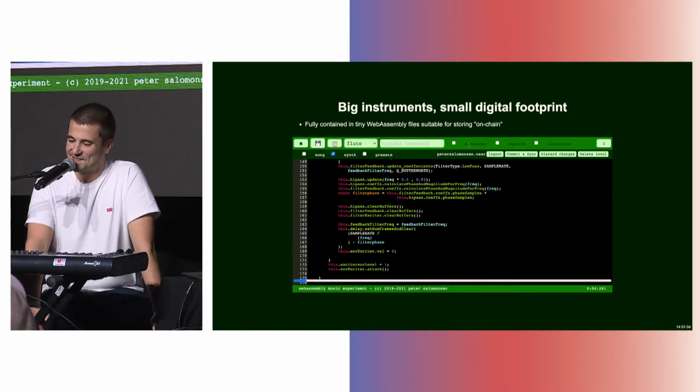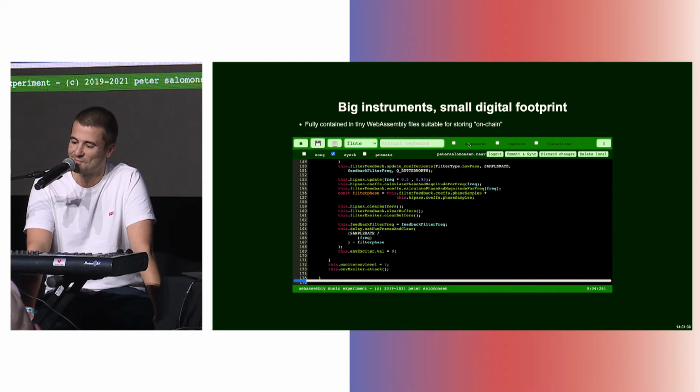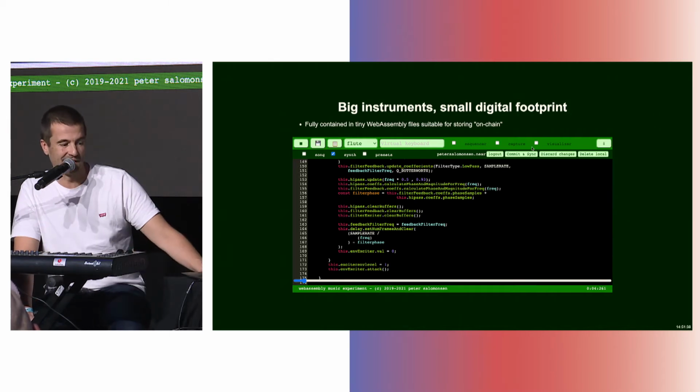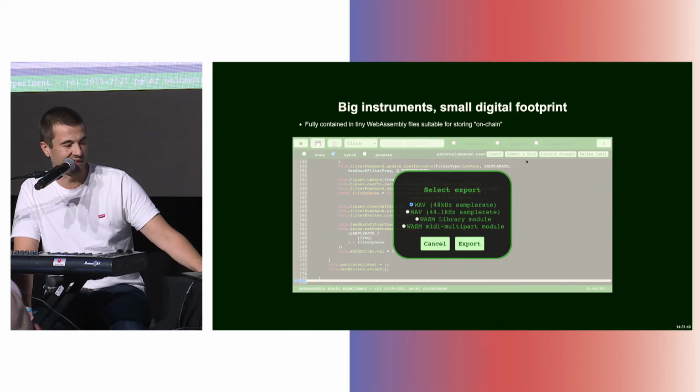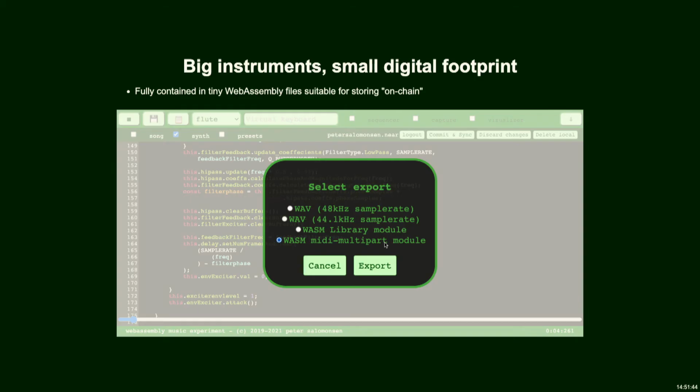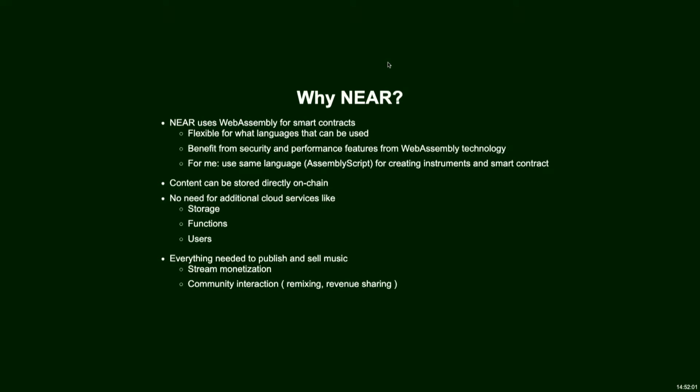Okay, so I think you get the basic idea of what this is about. When I've created some music, I can just say that I want to export it to a WebAssembly file, and then it creates this little WebAssembly binary. This song here is 30 kilobytes, and that is suitable for actually uploading on the blockchain itself, on the Near blockchain. And that brings me to why use Near for this.